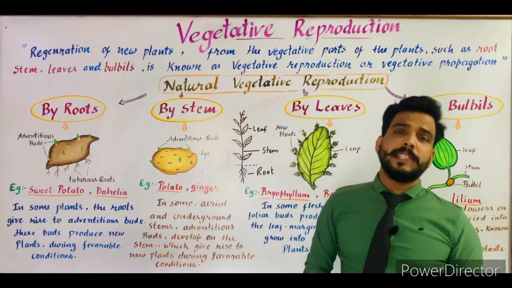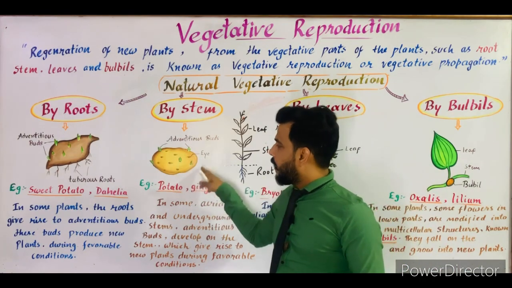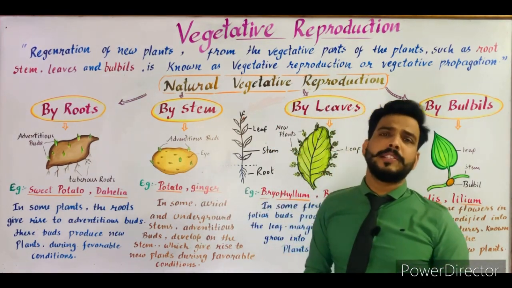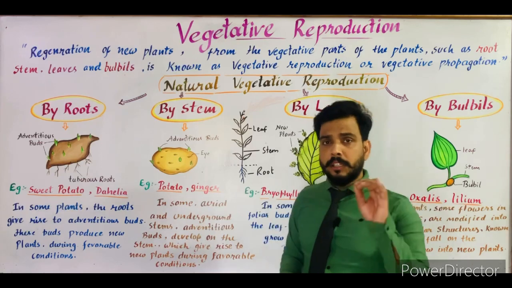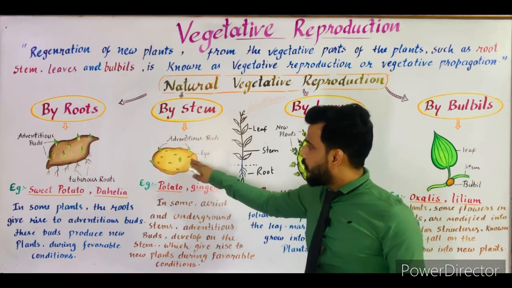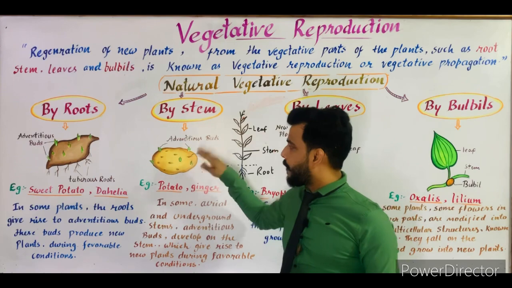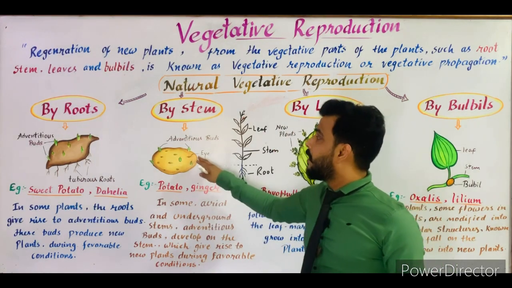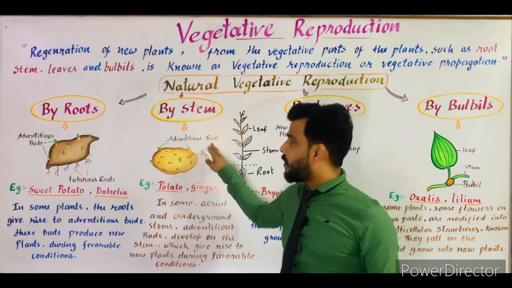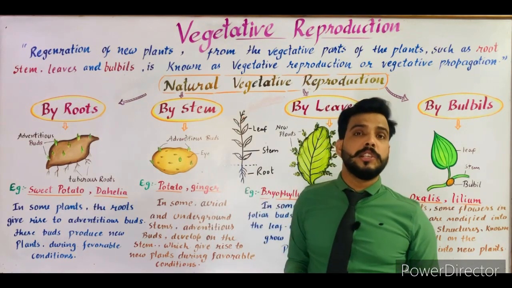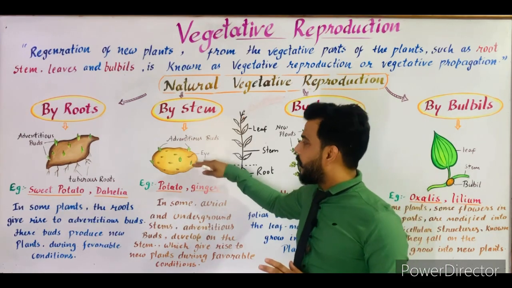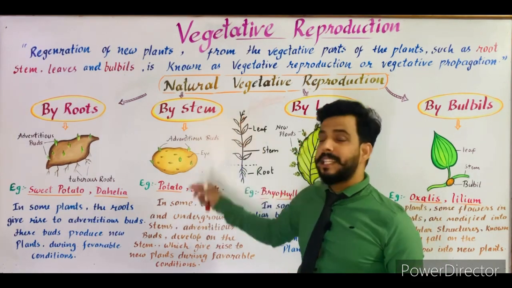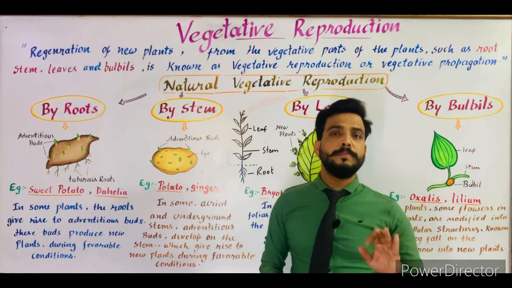Next one is by stem. As you can see in the diagram, it is the potato. Potato is a stem. It is an underground stem. In this potato, these vegetative buds are present in the form of eyes. As you can see, these are the eyes which are present on potato. These eyes give rise to numerous adventitious buds, and these adventitious buds germinate to form new plants. So it is the vegetative reproduction by stem, and the best example is potato, that is Solanum tuberosum.